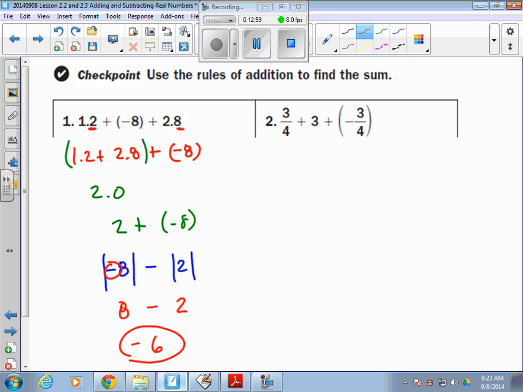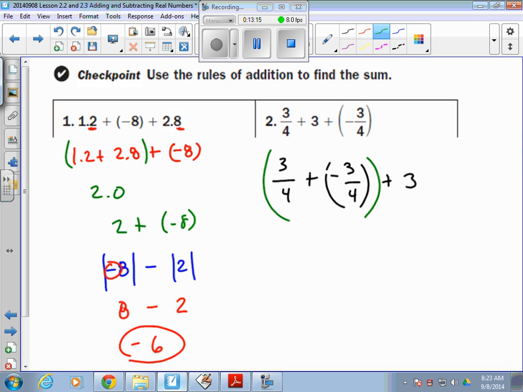3/4 plus 3 plus negative 3/4. Again, commutative property: 3/4 plus negative 3/4, because you'll notice those are opposites, plus 3. Associative property: 3/4 plus negative 3/4. Do those two first. That's the property of 0 because they cancel each other out. 0 plus 3. And when you add 3 to 0, the identity remains the same. It's the identity property, 3.